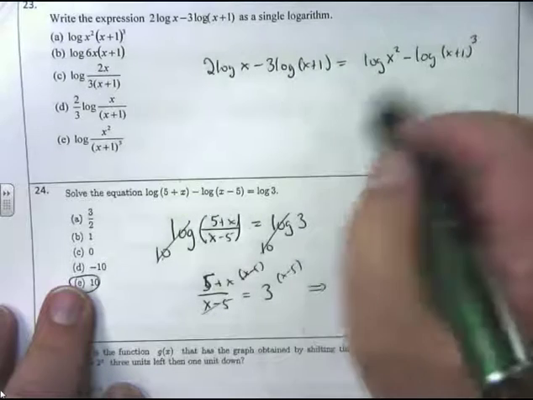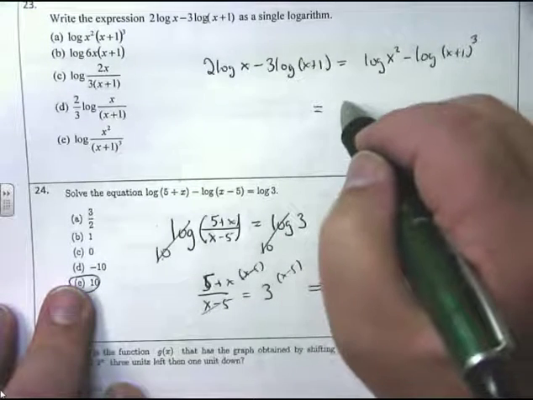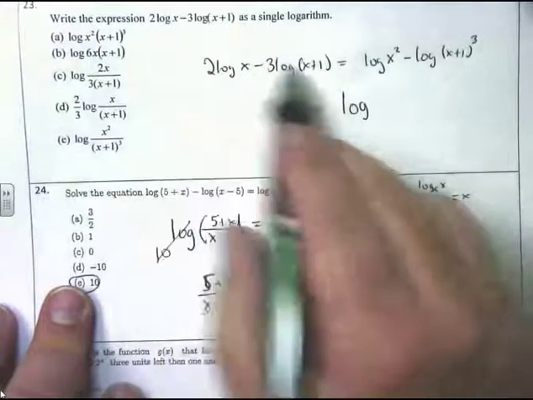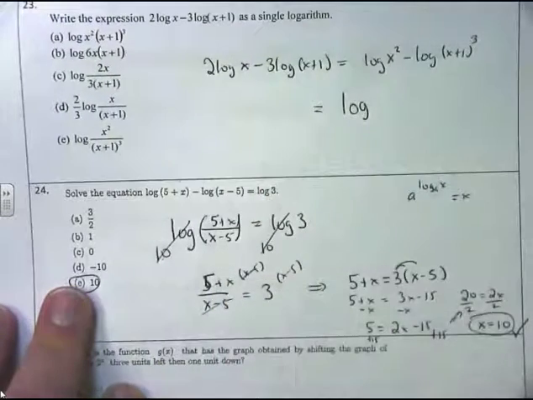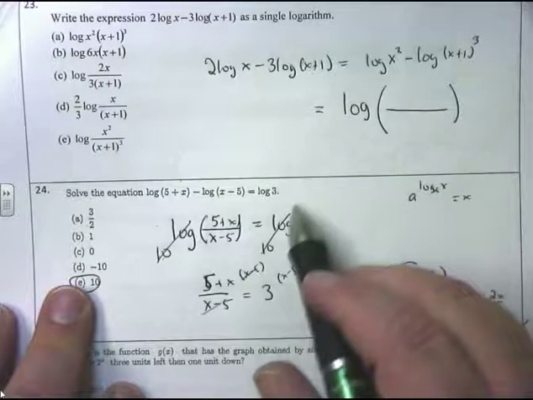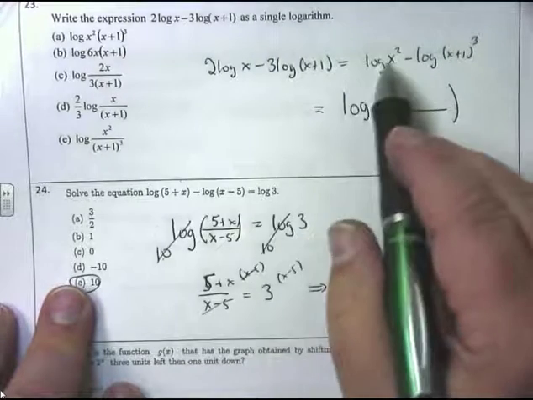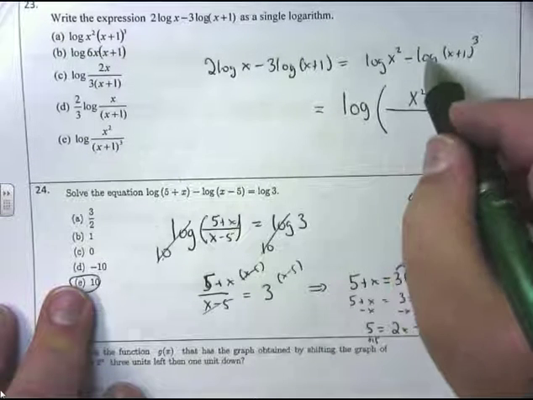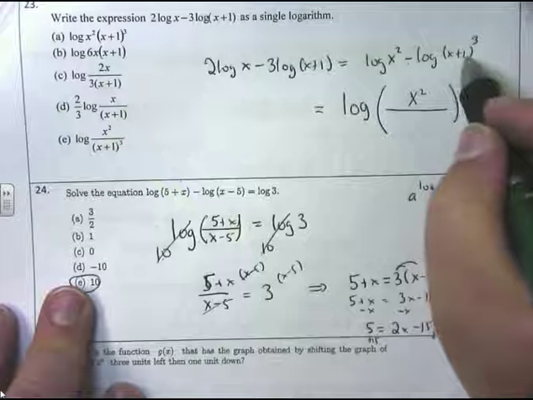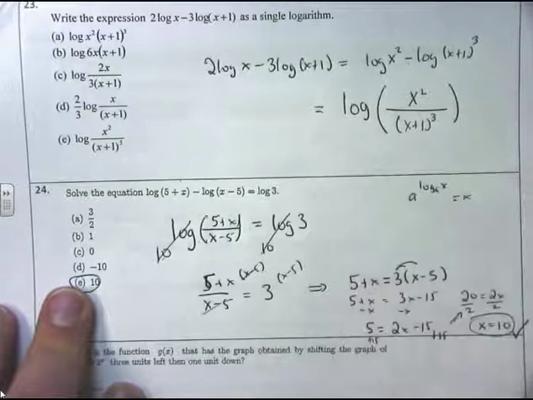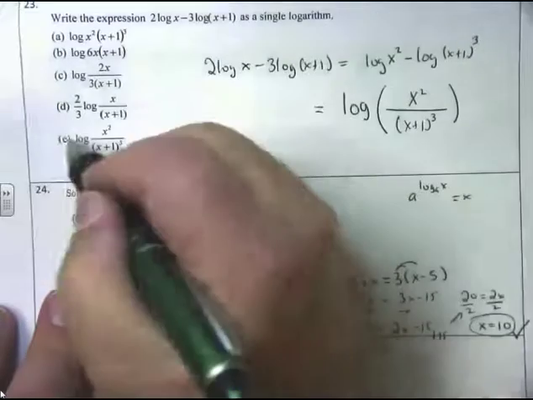Now this is subtraction, and subtraction turns into division, so it's one big log. And we're using common logs on this thing, so I'm not writing the base, but it's understood to be 10, of a fraction. The positive thing goes on the top. This is understood to be positive, so the x squared is on top. Minus turns into division. Division means the x plus 1 cubed goes in the denominator, x plus 1 cubed. And there's my solution, which is answer E.